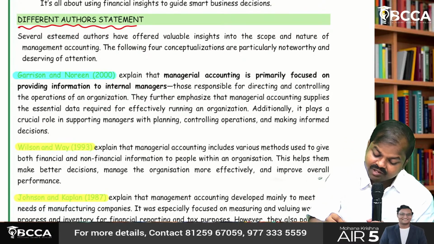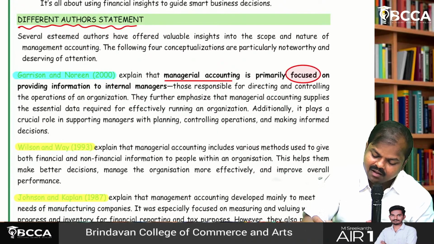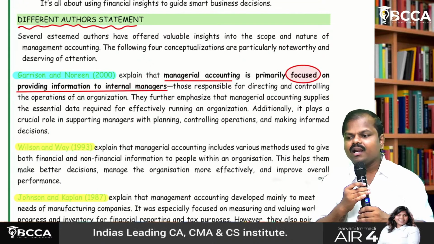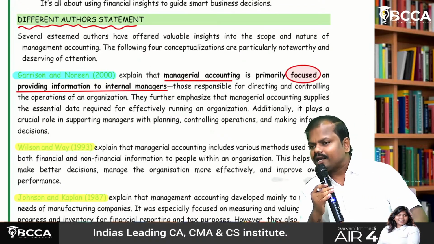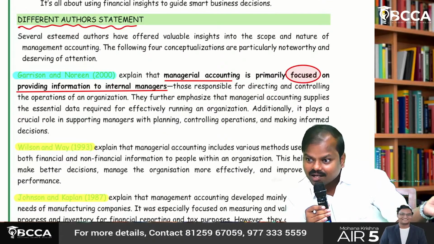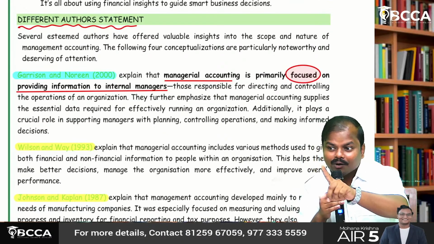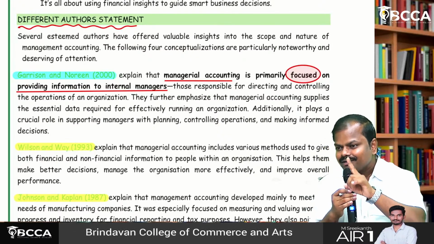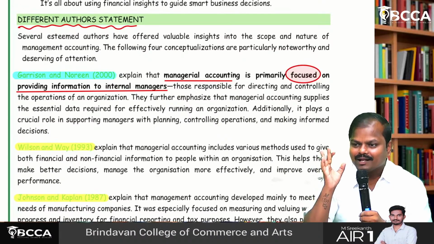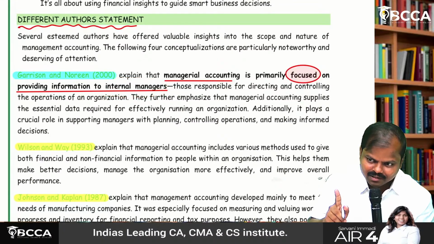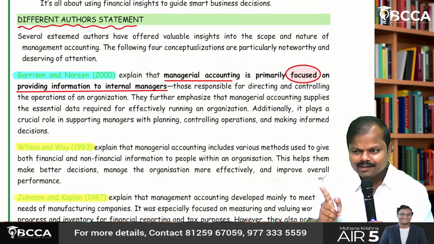According to him, managerial accounting is primarily focused on providing information to the internal manager. Bharat, management accounting is simply saying no need to check for external party, we have to go for only internal party? You have misinterpreted my word, Bharat. See, they are giving to internal managers only, not external. Correct. You got my point.